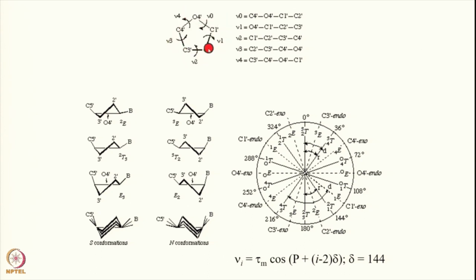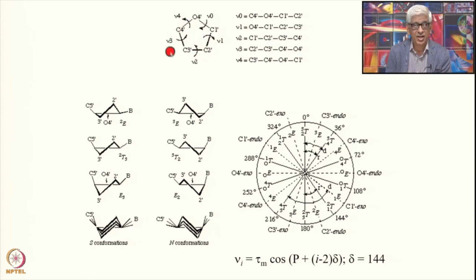Now we have to define the structure of the sugar ring. That is an important element. We have to define the structure of the phosphate backbone, the various angles which are present here, the torsion angles which are there, we will come to that. And then you have this sugar ring. The sugar ring structure is determined by these torsion angles which are indicated here.